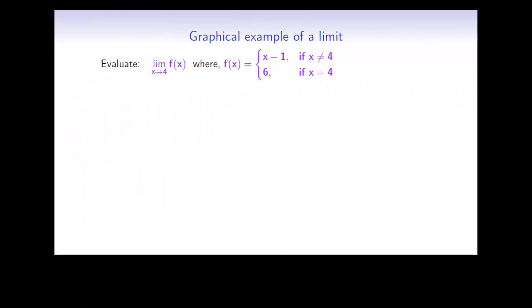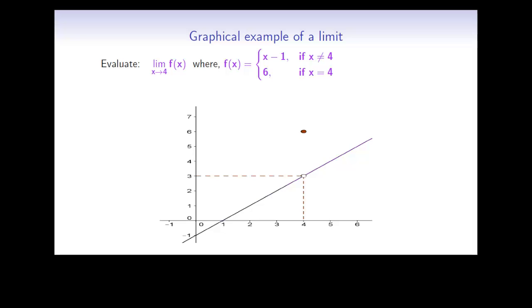Here's another graphical example of a limit. Looking at the graph of this function, we can see that near x equals 4, the y values are going to be near 3. This means that the limit is going to be equal to 3. It doesn't matter that f of 4 is equal to 6, because the limit only deals with x values that are close to 4, not necessarily x equals 4.